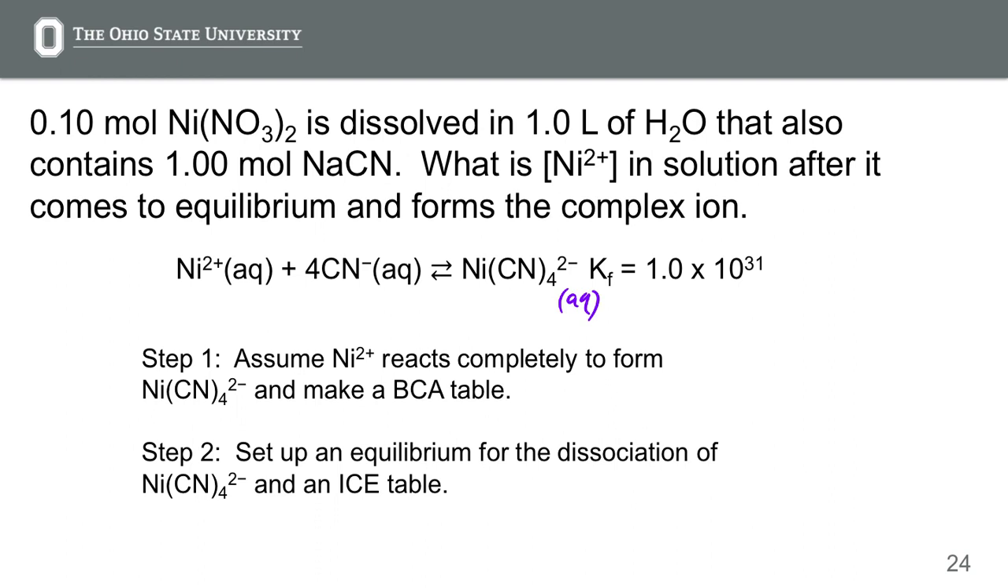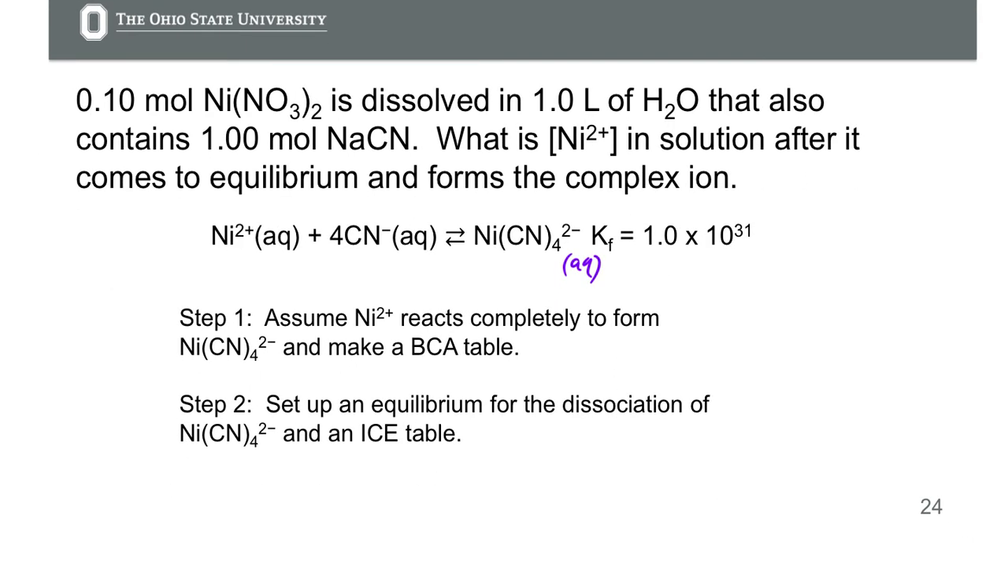So let's look at another type of problem here then with this equilibrium. We have 0.1 moles of nickel nitrate. We dissolve that in 1 liter of water. That water contains 1 mole of sodium cyanide. This question wants to know, what is the nickel ion concentration after it comes to equilibrium and forms this complex ion? Okay? So we're going to form the complex ion, form as much as we can, and we want to know how much nickel is left over.